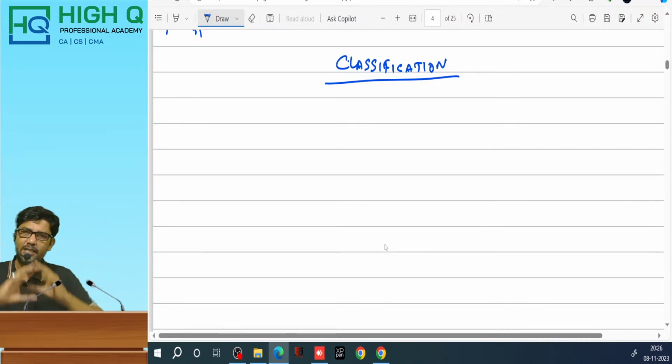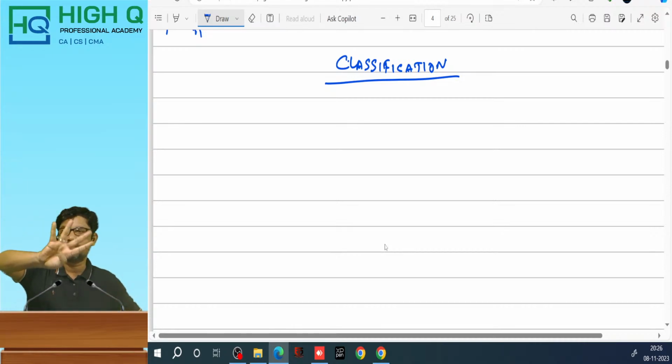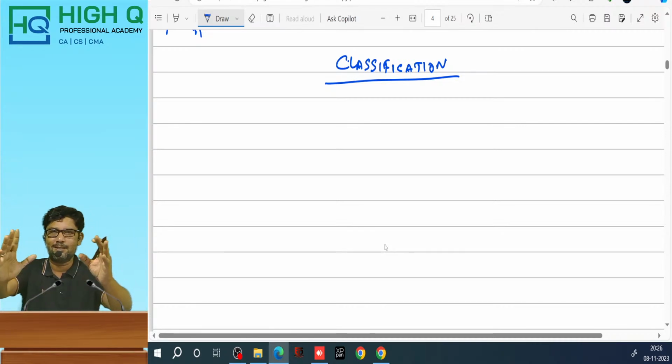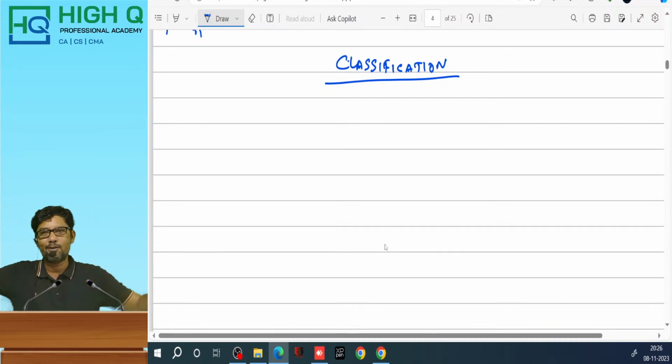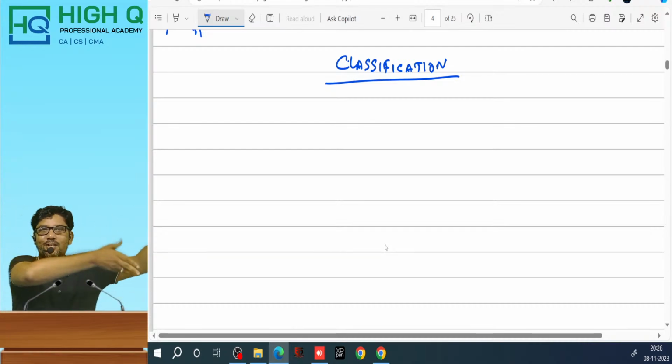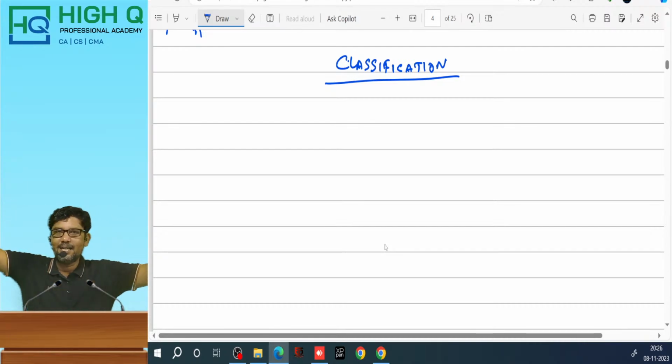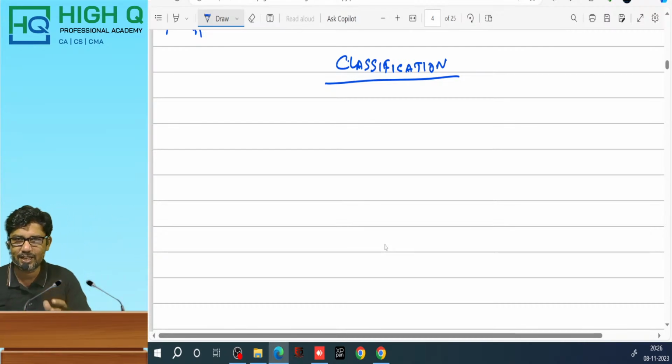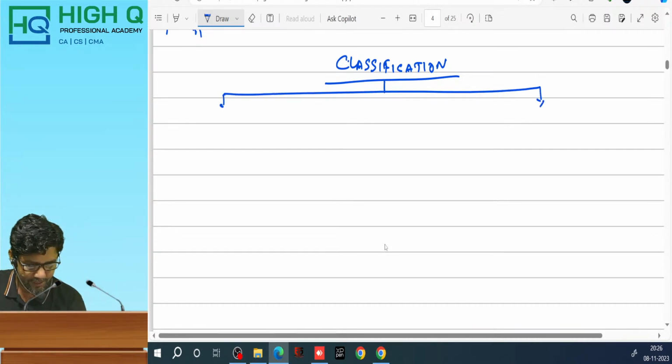Actually, any data collected can be classified in only 4 ways. The remaining ways are subdivisions of these 4 ways only. So majorly it can be classified into 4 parts. Classification means divisions, my dear. What are the 4 parts? I'll tell you. First, I can classify the data area wise. It is geographical.